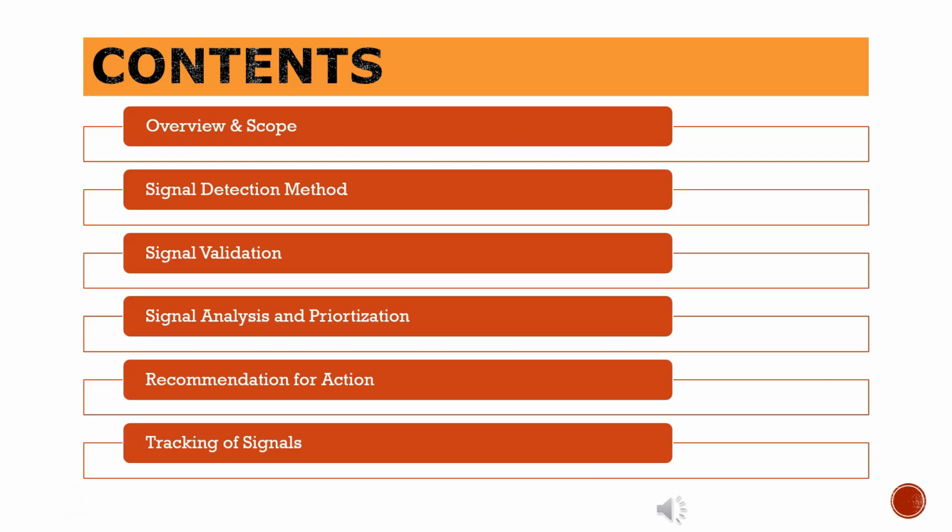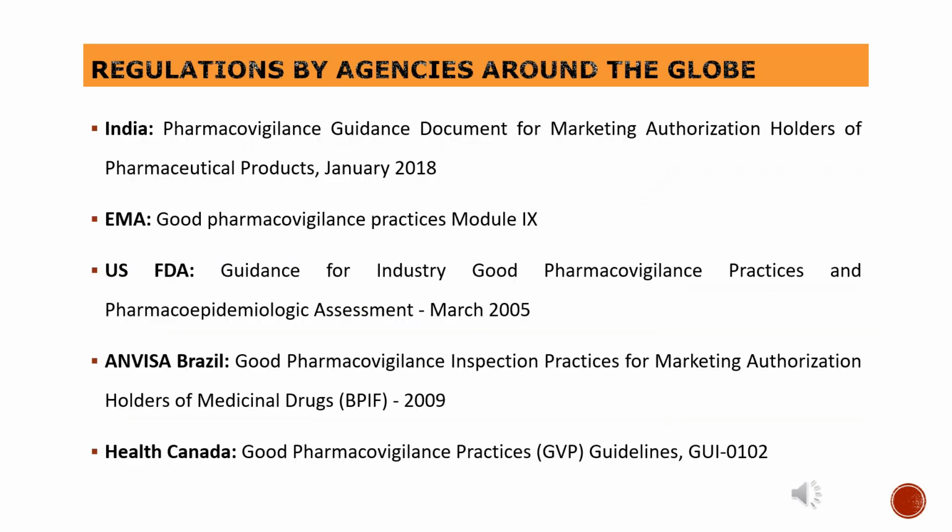So let's first see what the contents are for signal management. We have taken this from GVP Module 9, EMA. As per that module, signal management is divided into signal detection, validation, analysis, prioritization, recommendation of action, and further tracking of signal. So this is the overall contents for signal management, and we will be discussing these contents in this video.